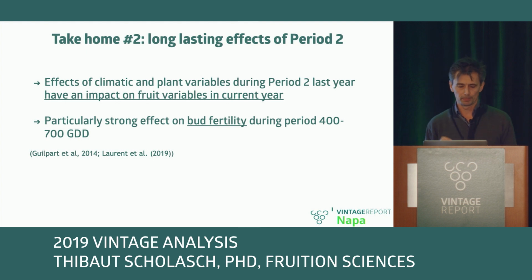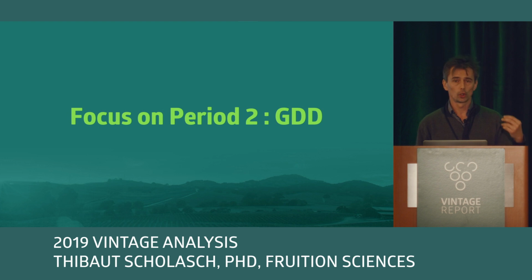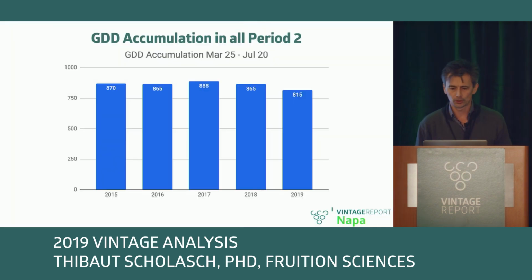And to be a little bit more specific, recent work has highlighted that it's the second half of period 2. In fact, it's really the period stretching between 400 growing degree days up until 700 to 800 growing degree days post-bud break. So I'm going to look at that specific phase. Focusing first on growing degree days, this is the picture we get. It looks like 2019 is slightly lower than previous years, but nothing really striking.